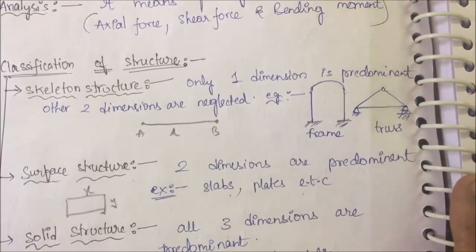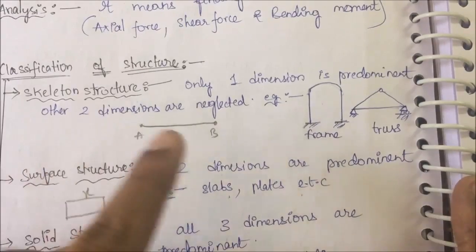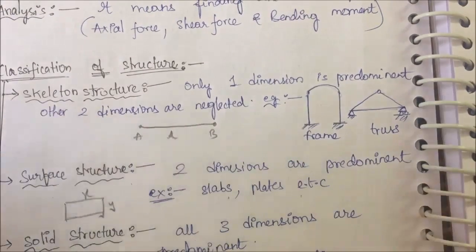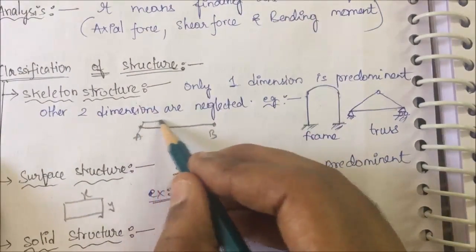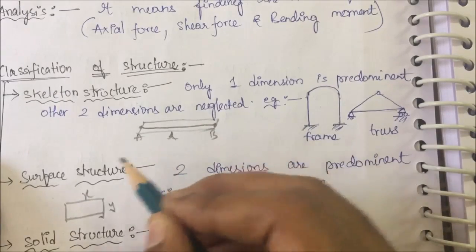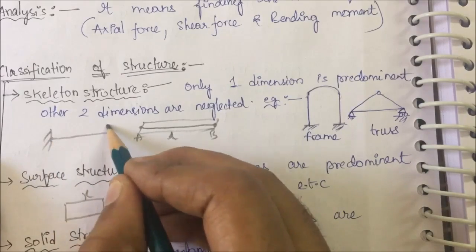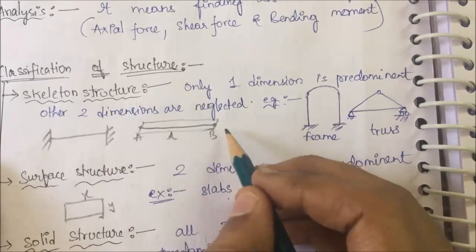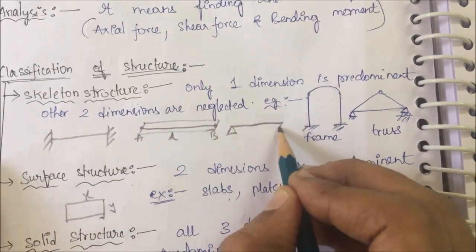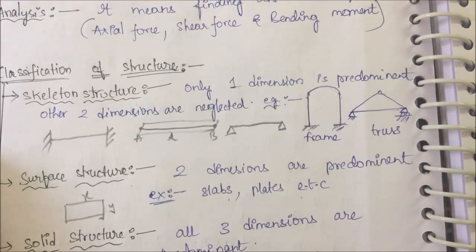In structural analysis we will be using skeleton structures only, so only 1 dimension is more than enough. So you need not waste your time drawing a beam like this. Okay, don't waste your time, you just have to draw. If a fixed beam is given, you just have to draw something like this. If a simply supported beam is given, you just have to draw something like this. I hope it is clear.